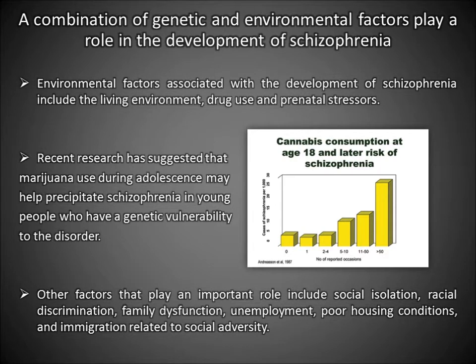Environmental factors associated with the development of schizophrenia include the living environment, drug use, and prenatal stressors. Recent research has suggested that marijuana use during adolescence may help precipitate schizophrenia in young people who have a genetic vulnerability to the disorder. Other factors that play an important role include social isolation, racial discrimination, family dysfunction, unemployment, poor housing conditions, and immigration related to social adversity.